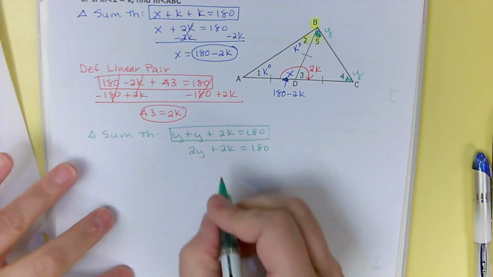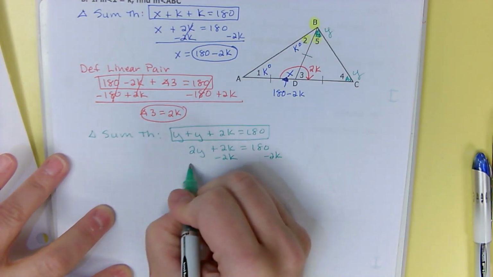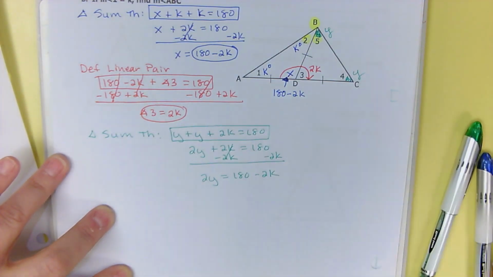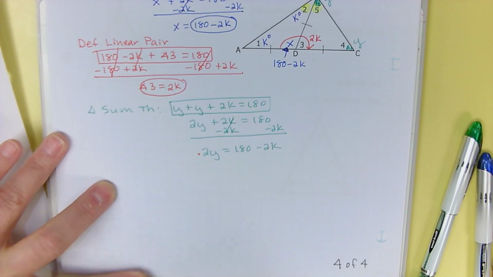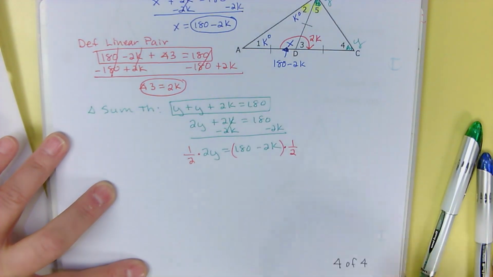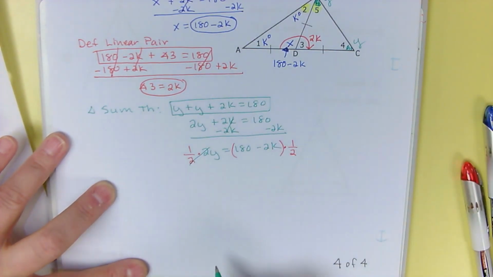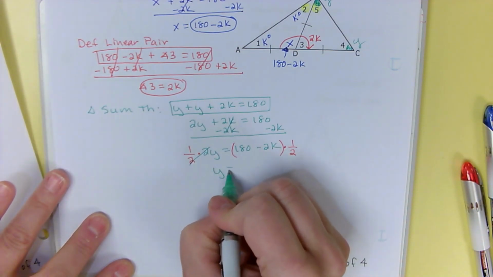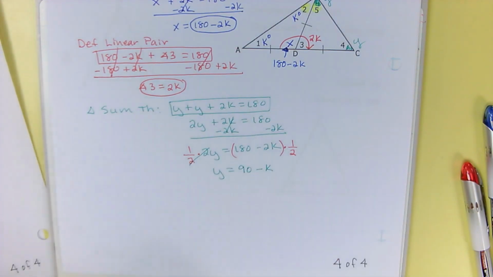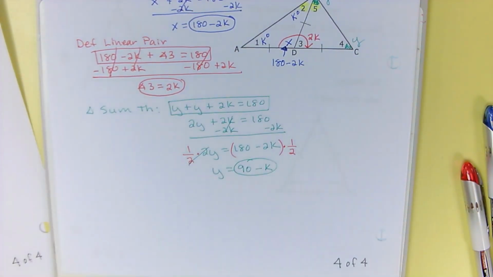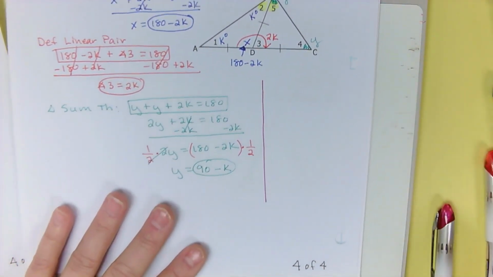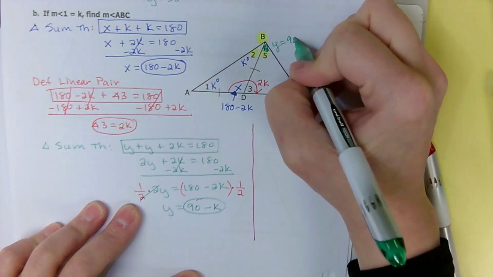I want Y, not K. So I'm going to subtract 2K over to the right. So 2Y equals 180 minus 2K. To get the 2 off of the Y, you're going to multiply by a half. So put the whole right side in parentheses and multiply everything on the right by a half, which is the same thing as dividing by 2. So I get Y equals 180 divided by 2 is 90. 2K divided by 2 is a negative 1K. All right, so Y equals 90 minus K.